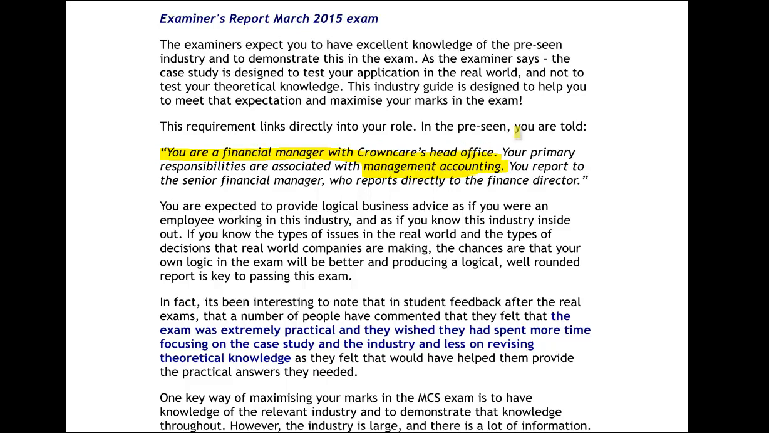Now this is the examiner reminding us exactly what they want. We are more than at the OCS level. We're no longer trying to put the operations in place. We are now evaluating them, and our role is going to focus on this evaluation, and we're going to report to the senior financial manager, who then reports to the finance director. So it's very important that we have that in mind.